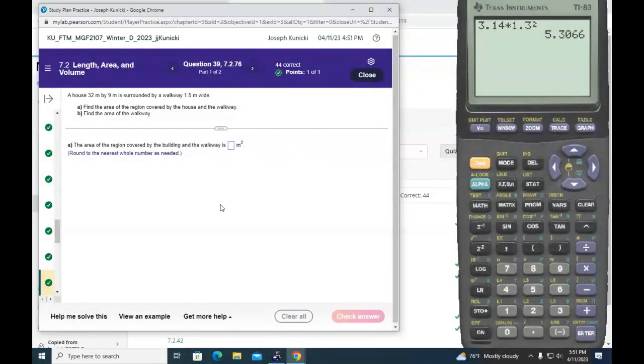Number 76. A house 32 meters by 9 meters is surrounded by a walkway 1.5 meters wide. So this one, we need a picture.